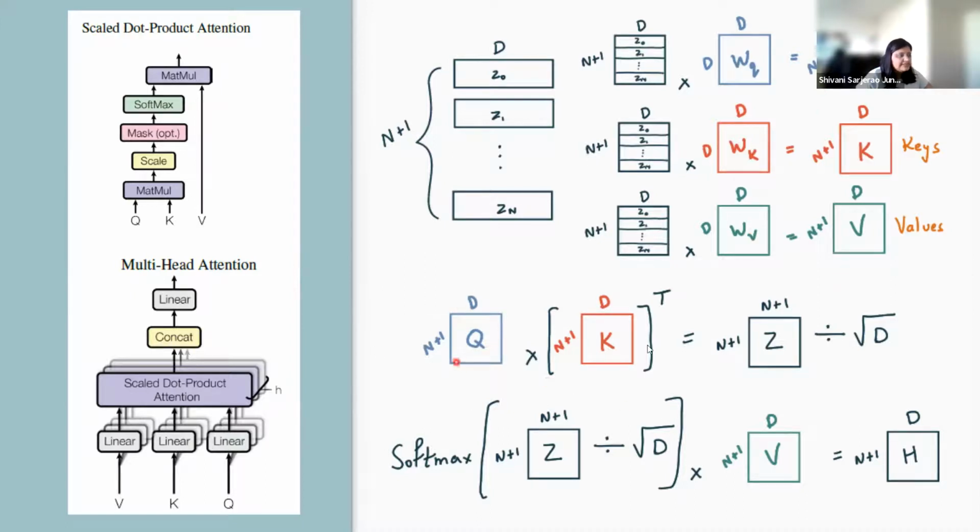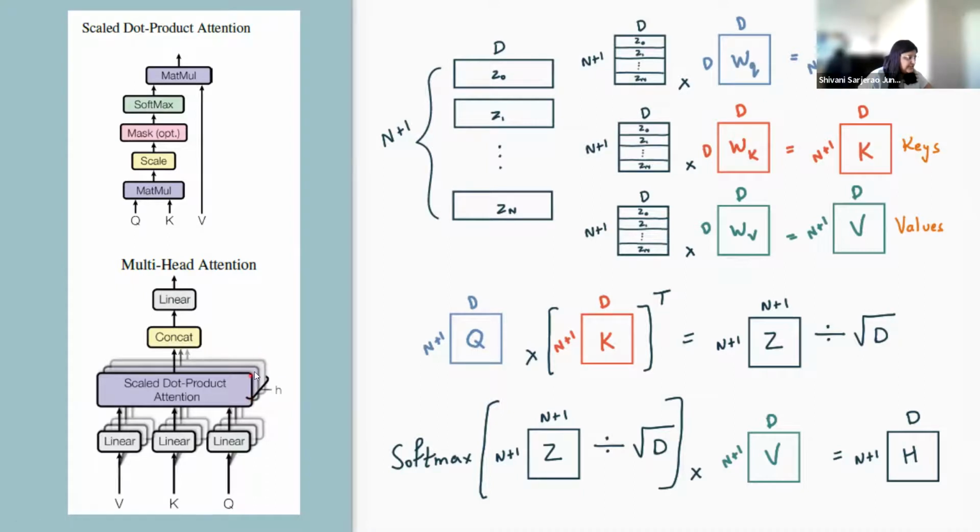Then the queries is multiplied by the key vector to get that output, which is then divided by the square root of the dimension. This particular step, the scaling step, is basically done to prevent vanishing gradient problem in our network. Once we have this output, we apply a softmax layer as stated over here, and then we multiply it by the values vector to get a final output, which we call a head.